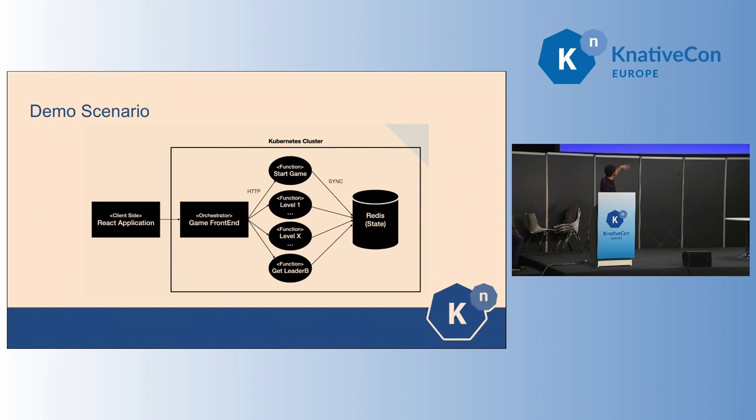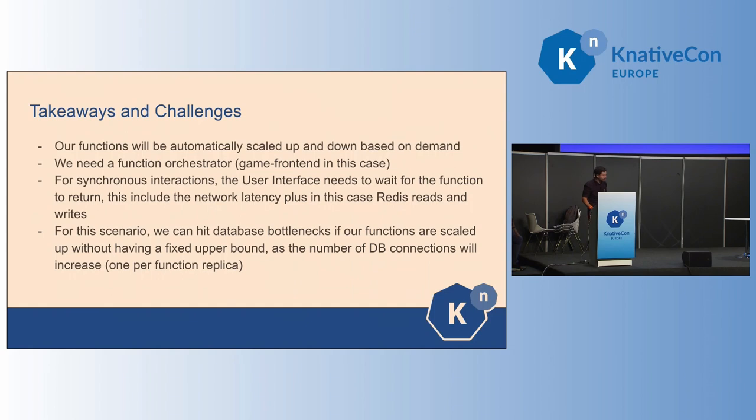What this diagram is showing is that we also have an orchestrator in this case. If you have synchronous interactions, you will need to have some component that has the logic on which function to call next. In this case, that's the game front end that we have in there, and then we have a React application on the other side. There are some challenges and some good stuff about building applications this way, right? I haven't been using functions for a long time, and now that I switched to building this application, it's pretty interesting how you need to change the mindset on the things that you are going to put in the function, so the platform can take care of all this upscaling and downscaling.